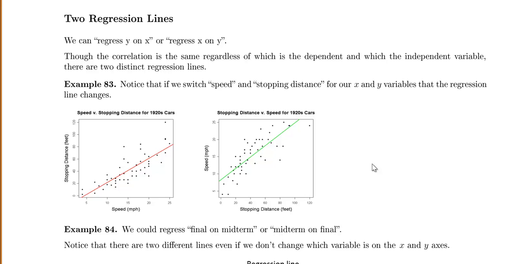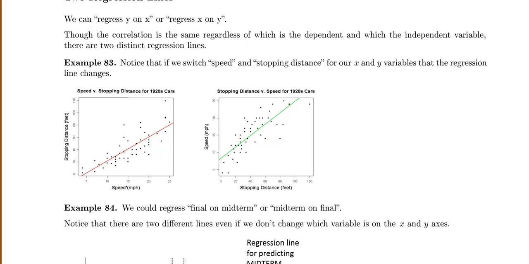So let's go through just a couple notes on regression. First of all, there are two regression lines technically. So you could regress your y on x or x on y. Basically that just means you can switch your x and y variables. So on this example you have speed versus stopping distance or stopping distance versus speed. And even though your correlation is the same if you switch your x and y variables, the regression lines are not. So you have two different regression lines if you switch your x and y variables. So again, for our example, notice we switched speed and stopping distance for the x and y variables, and the line changed. First of all, your points changed and the line changed as well. So two different lines.